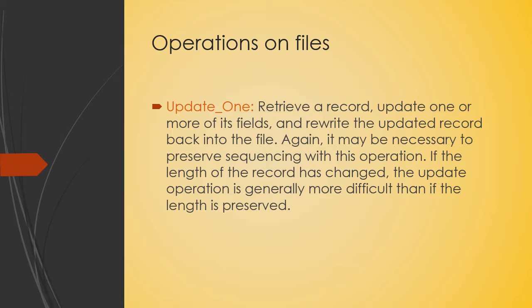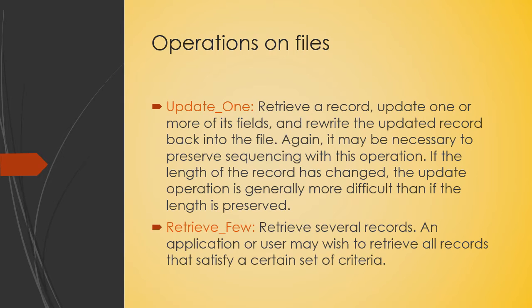Update one. Retrieve a record, update one or more of its fields, and rewrite the updated record back into the file. Again, it may be necessary to preserve sequencing with this operation. If the length of the record has changed, the update operation is generally more difficult than if the length is preserved. Retrieve few. Retrieve several records. An application or user may wish to retrieve all records that satisfy a certain set of criteria.